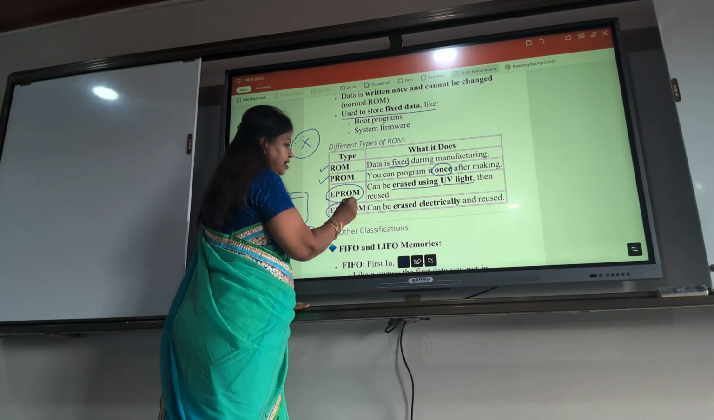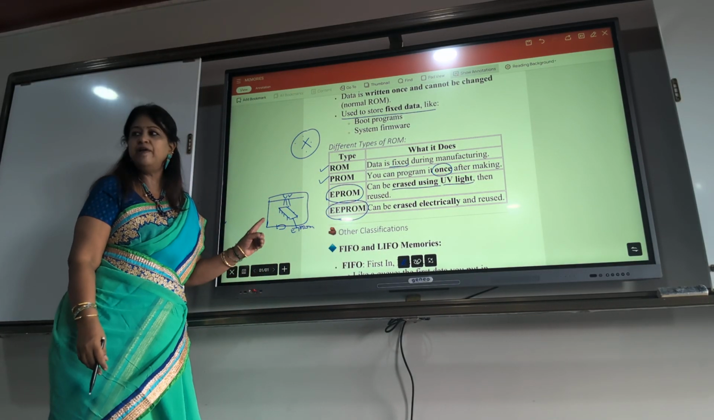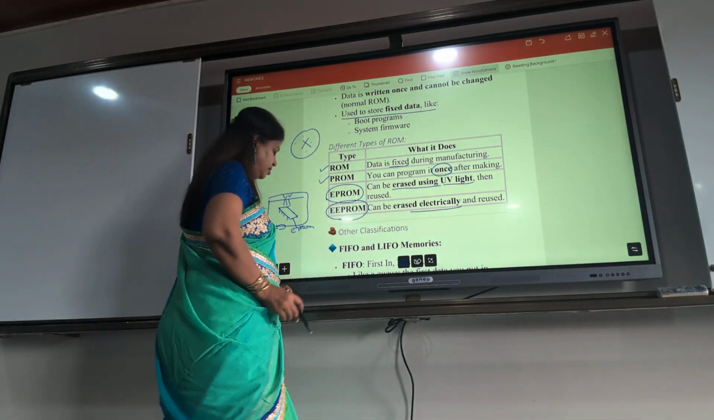Then electrically erasable programmable read-only memory. That one uses UV light. There is another way also: you can use it electrically, and it can be used.